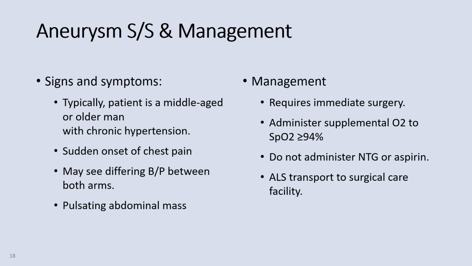A suspected aortic aneurysm is a potential life-threatening condition that requires immediate surgical intervention. This is a load-and-go situation that requires a medic unit for transport. The EMT should administer supplemental oxygen and should withhold the administration of aspirin and nitroglycerin. Transport should be to a regional trauma center or other hospital capable of immediate surgical care. If the aneurysm ruptures and the patient progresses into cardiac arrest, CPR and application of an AED should be initiated.